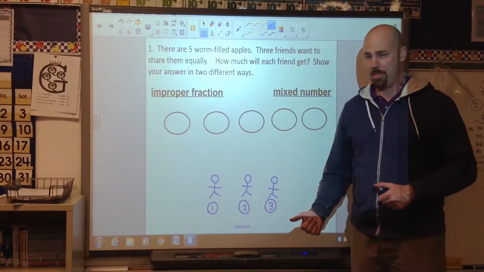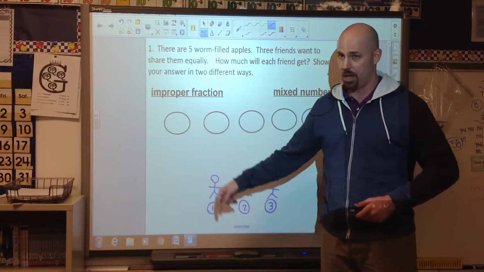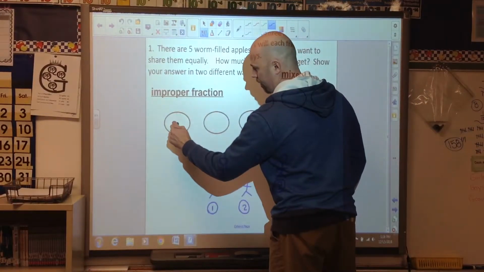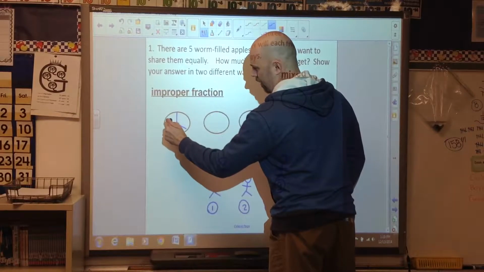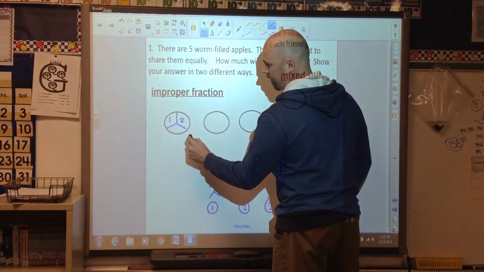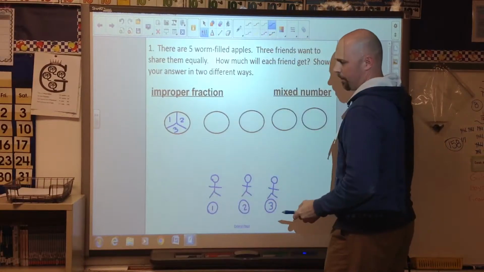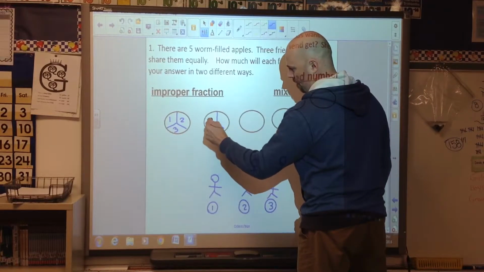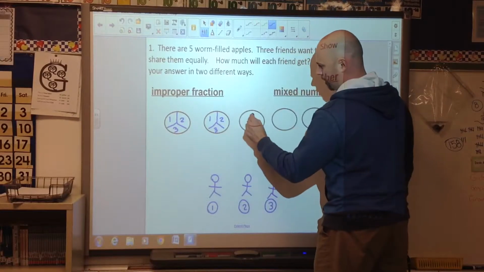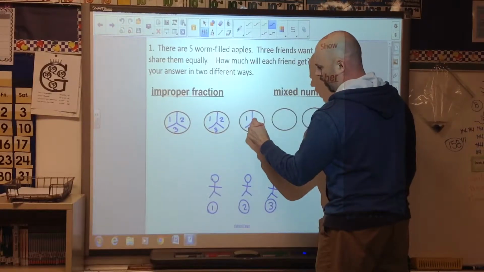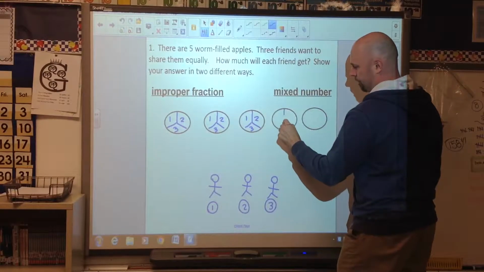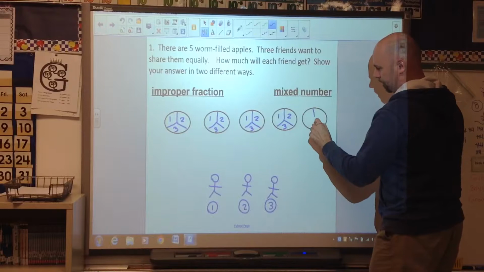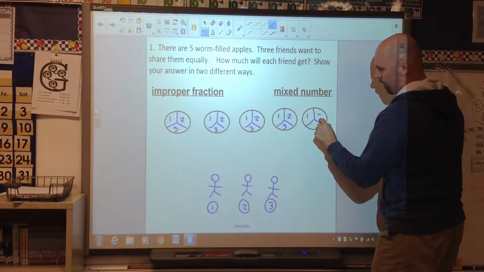Now since we have 3 people, we can look at this 1 apple here and say, how would we divide it? We would divide it into thirds. So let's divide that into thirds. And person 1's getting a piece, person 2, and person 3. We're going to do that with the rest of the apples now. 1, 2, 3. 1, 2, 3. 1, 2, 3. 1, 2, 3.